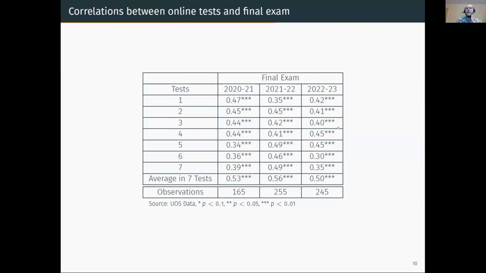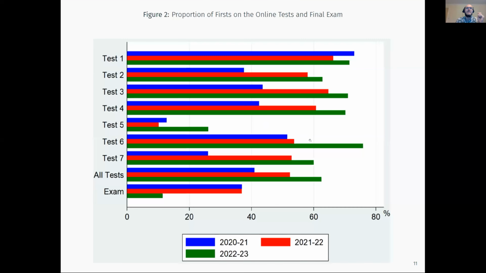If we then look at the correlations between the students' performance on the various tests and the final exam, we have a medium level of correlation, but significant all throughout. There isn't a particular test that stands out as being better at predicting the final performance than any of the others.